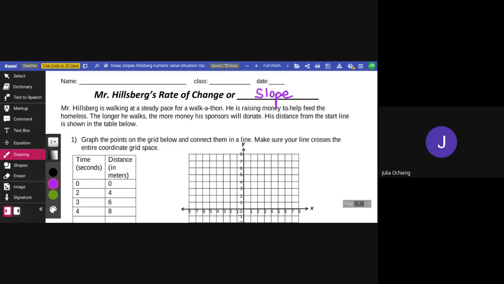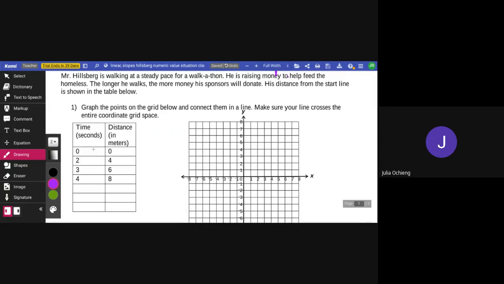So the word problem is Mr. Hillsberg is walking at a steady pace for a walkathon. He is raising money to help feed the homeless. The longer he walks, the more money his sponsors will donate. His distance from the start line is shown in the table below. So here's the table, and at 0 seconds, he's gone 0 meters. In 2 seconds, he's gone 4 meters. In 3 seconds, he's gone 6 meters, and so on and so forth.